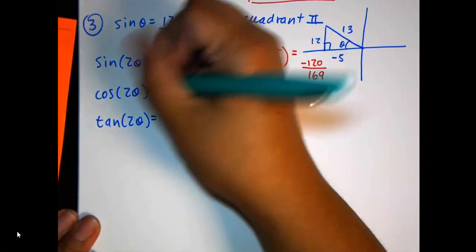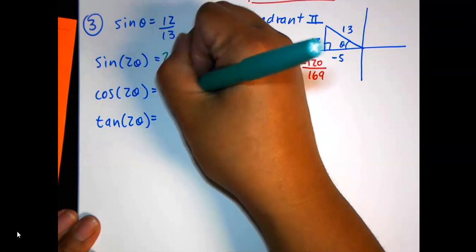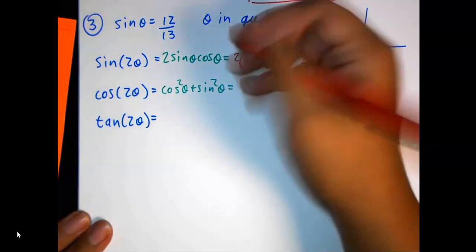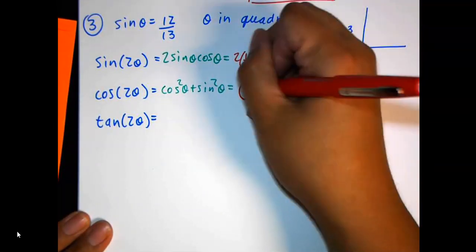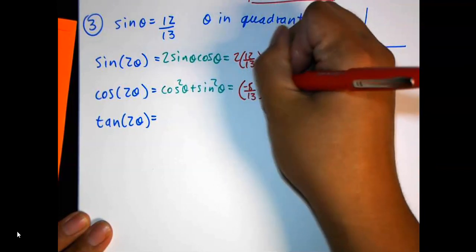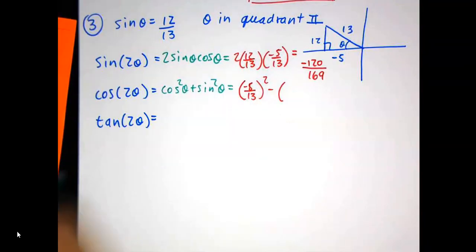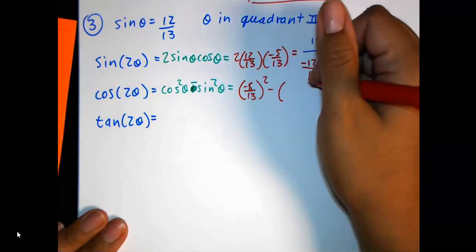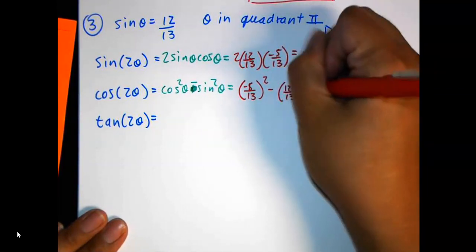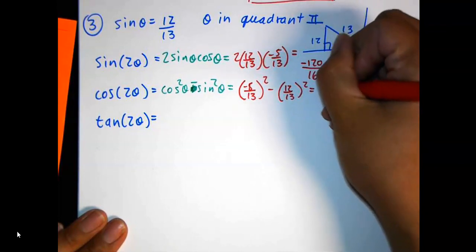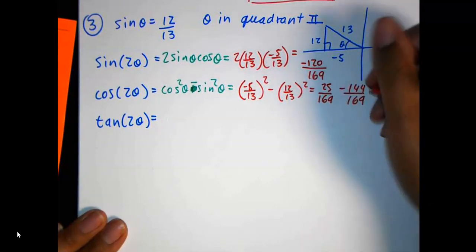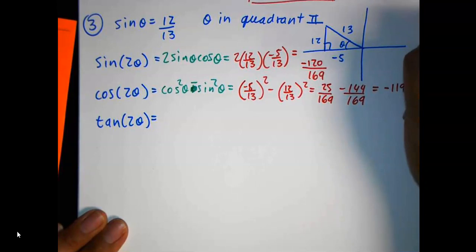So then I go and do the similar thing. In this case, cosine of 2 theta has 3 formulas. It does not matter which one you use. I'm just going to use the first one. On this one, we are going to have cosine, which is negative 5 over 13 squared, minus, this one should be a minus. I am so sorry. That should be a minus. Minus 12 over 13 squared. So we have 25 over 169 minus 144 over 169. That is negative 119 over 169.